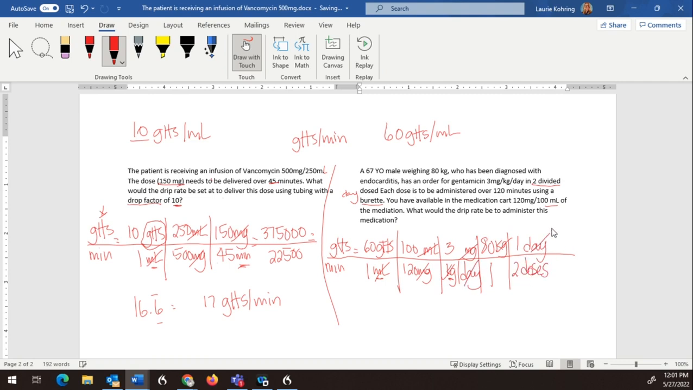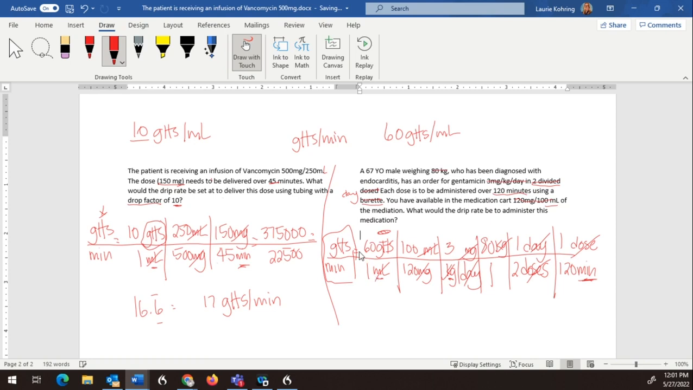That cancels my day. And then now I have to find a way to get rid of dose. And looking at what I have left, I've used these objective numbers. The only thing that I can see is this 120 minutes, which would fit with one dose because we're going to give one dose over 120 minutes. That allows me to cancel dose. I'm left with minute on the bottom, drops on the top, and that's what I needed.